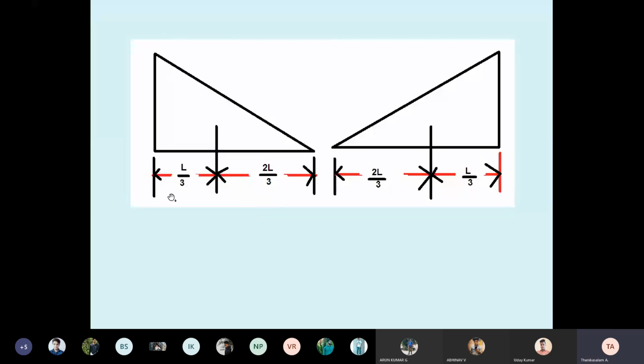When the triangle has this orientation, the center is L by 3 from the left side and the balance is 2L by 3. Similarly, when the triangle looks like this one, from the left the distance is 2L by 3, so the balance is L by 3. So this is the center for a triangle. Students, remember this center for a right angle triangle.